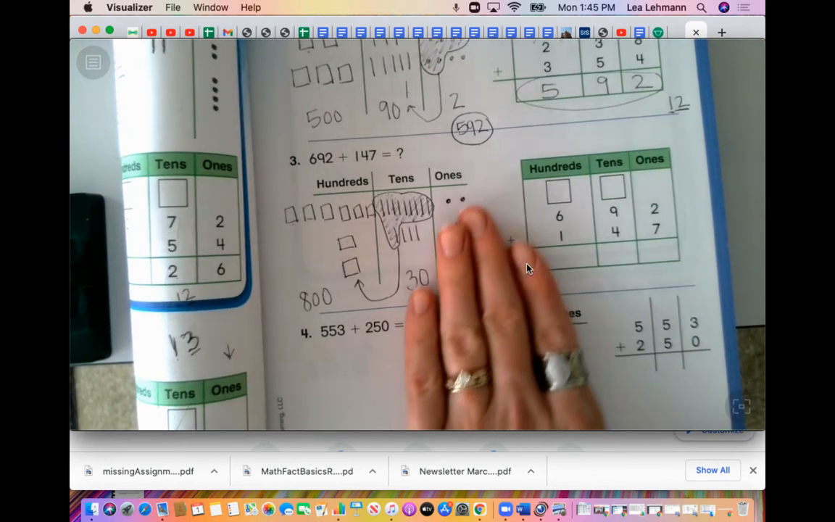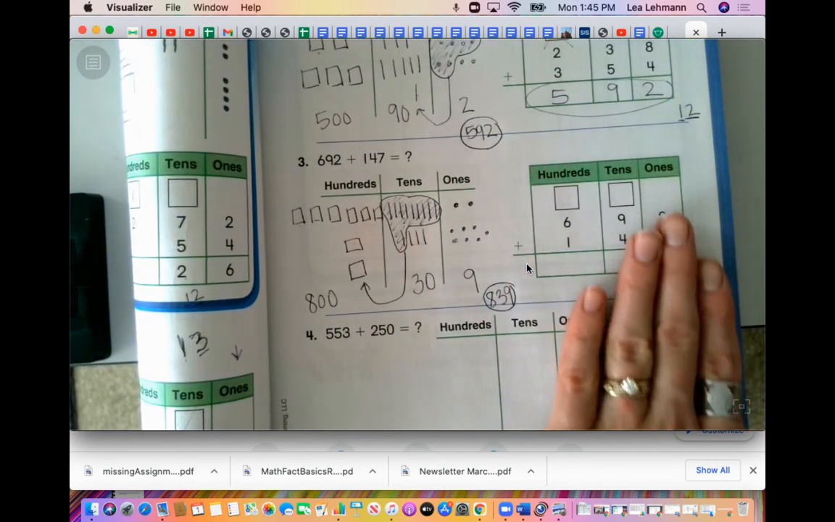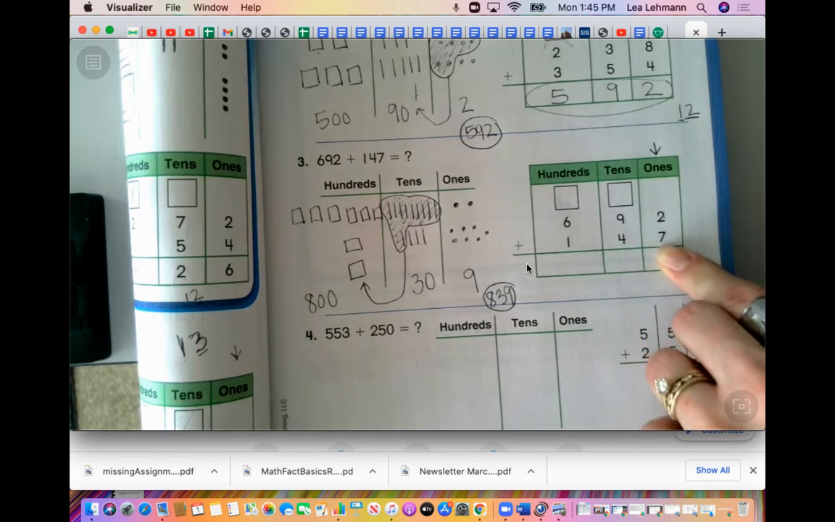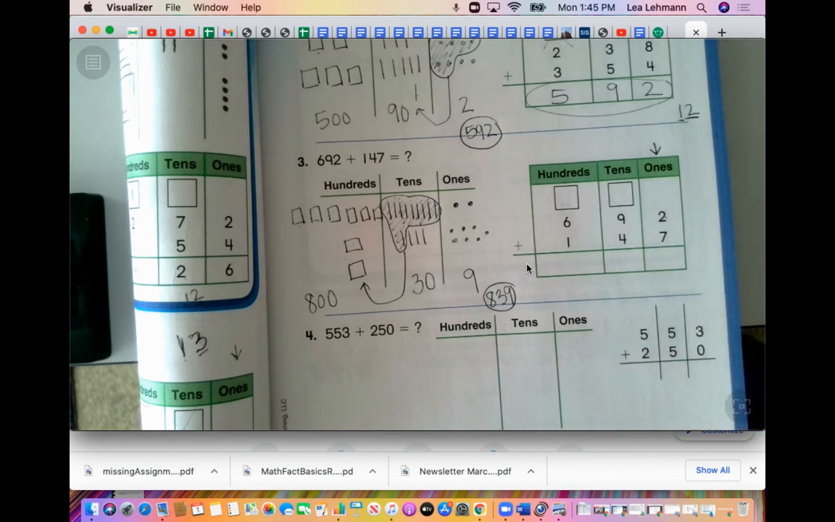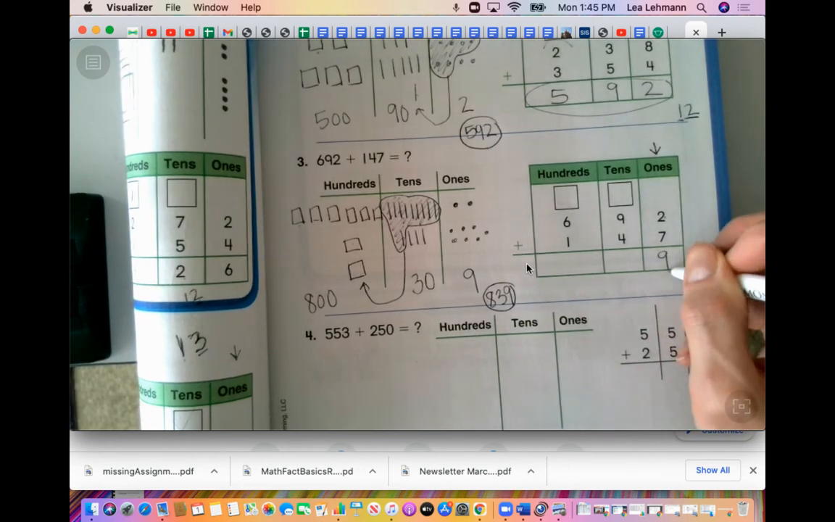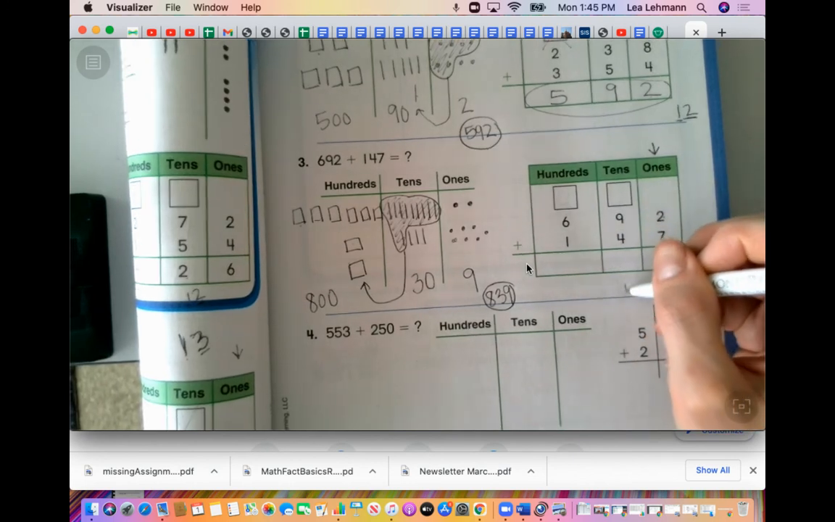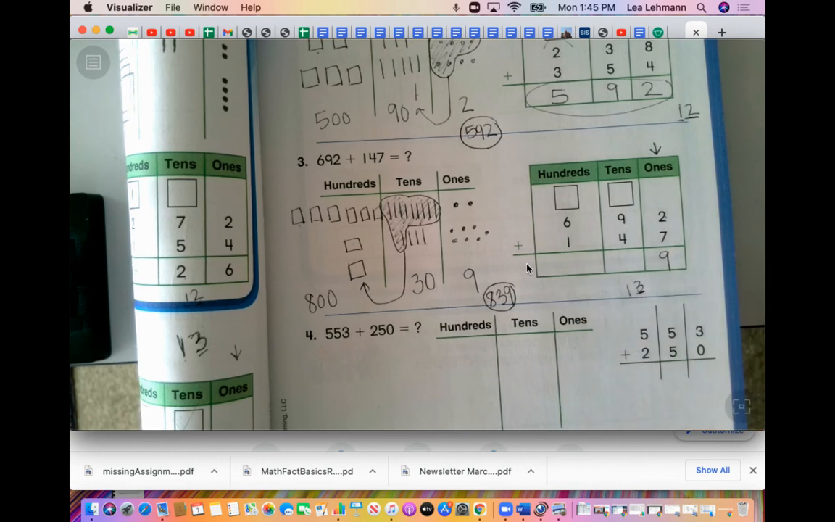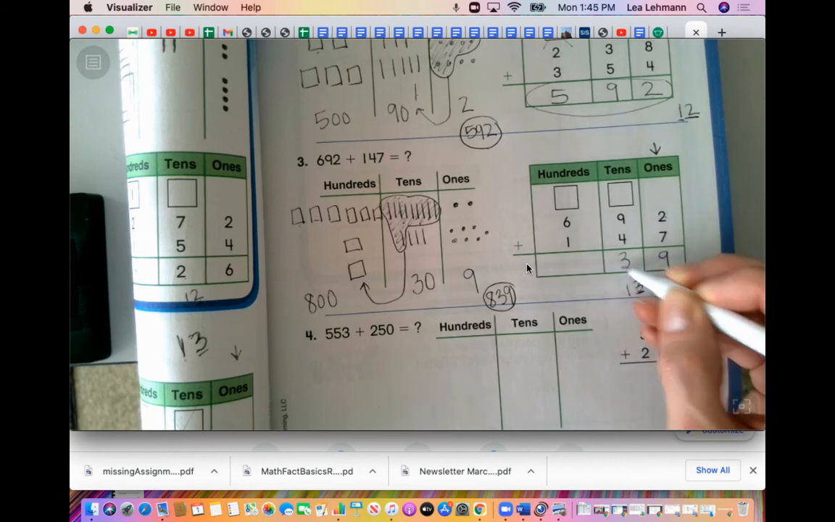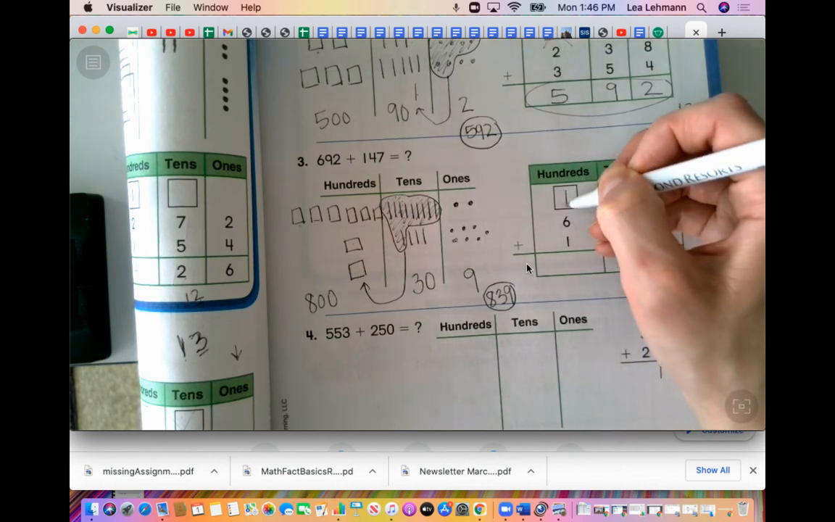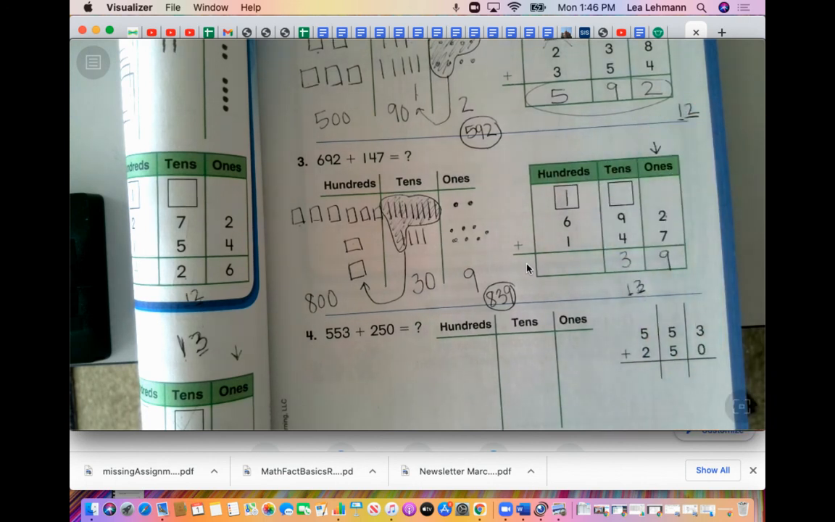Now, if I do it with numbers up and down, starting with my 1s, right? What's my 2 and my 7? 9. Okay, what's my 9 and my 4 together? Well, it's 13, right? But I can't write 13. Where's my 3 go? There, in the 3s box. Where does my 1 go? In the box over there, because that is where it goes.